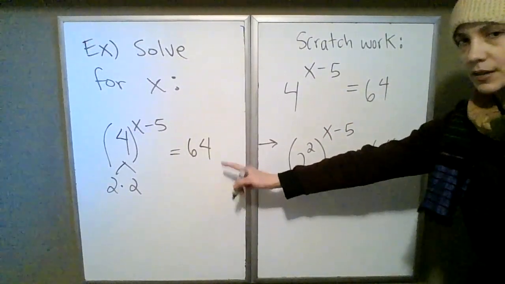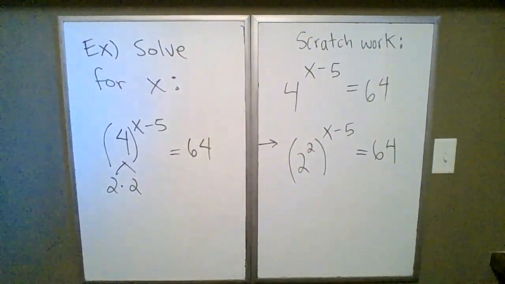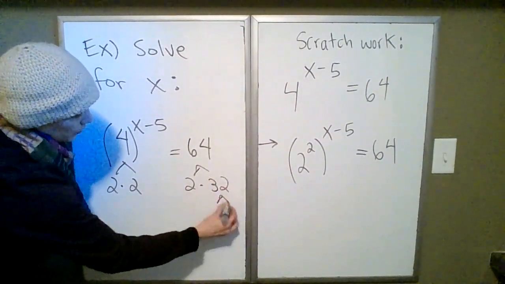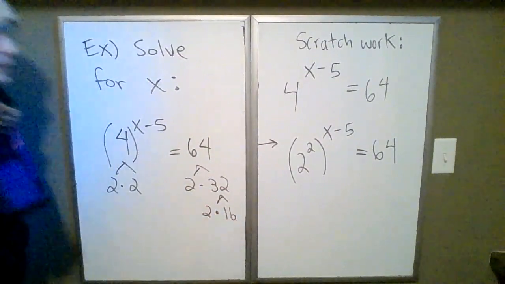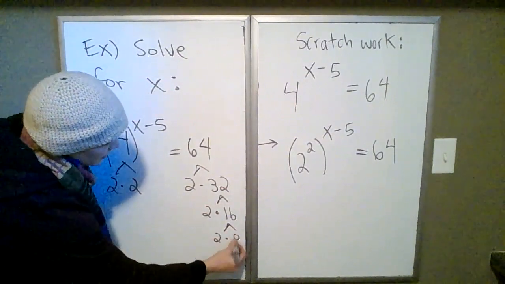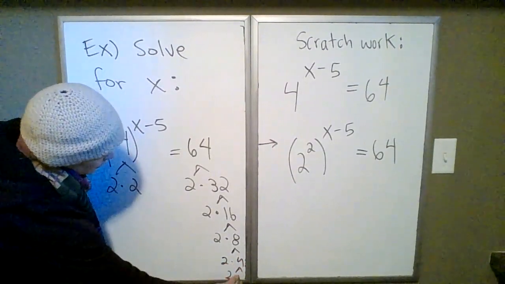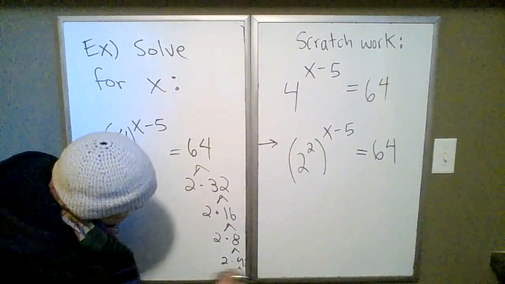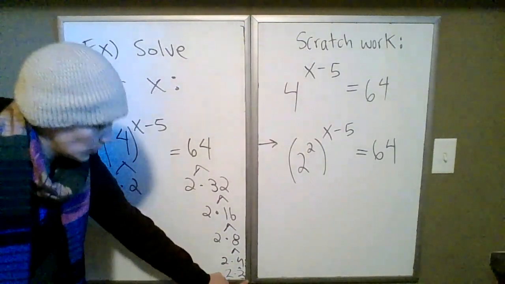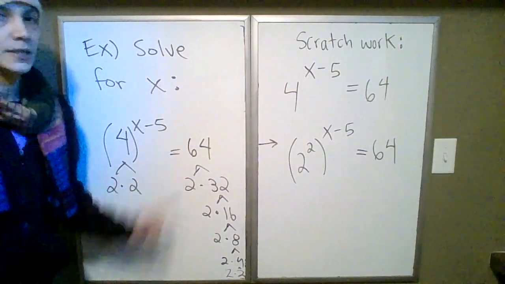Okay, we'll go back over here and factor 64. It's 2 times 32, which would be 2 times 16. 16 is 2 times 8, which is 2 times 4, which is 2 times 2. So I got 1, 2, 3, 4, 5, 6. 2 to the 6th is 64.